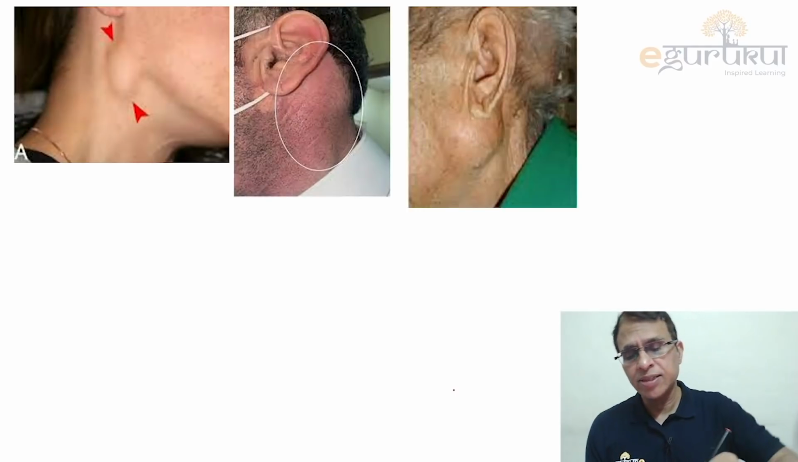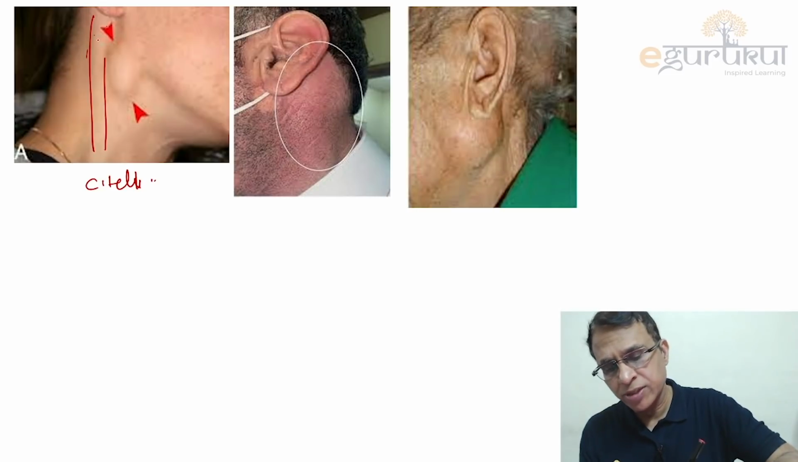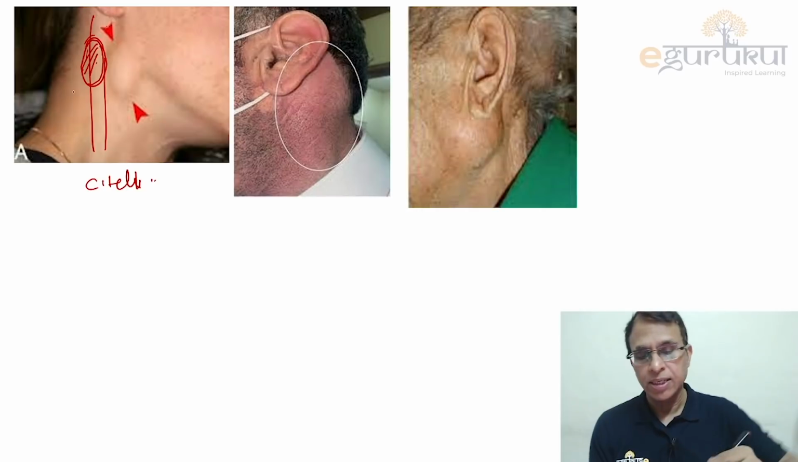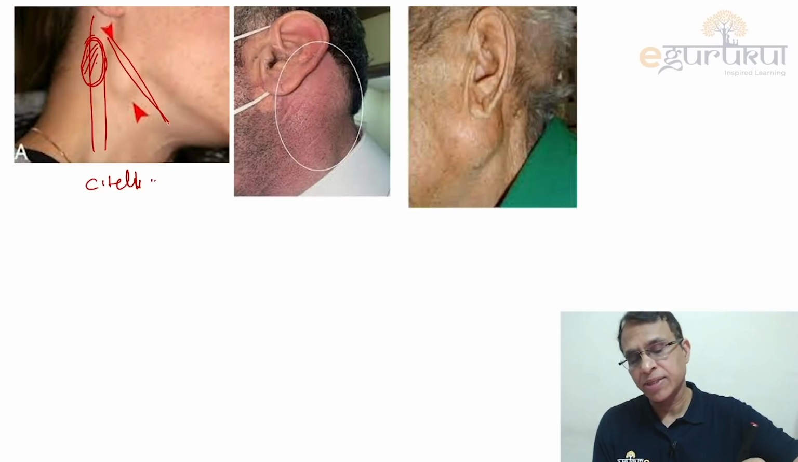And this is the area of the Citelli's abscess. This is Citelli's abscess. See, this is the sternocleidomastoid. Can you make out? This is the sternocleidomastoid. Bezold's abscess swelling is here. This is the area of the Bezold's abscess. And the digastric comes like this. Posteriorly the digastric comes like this.